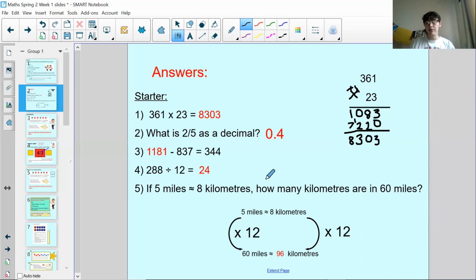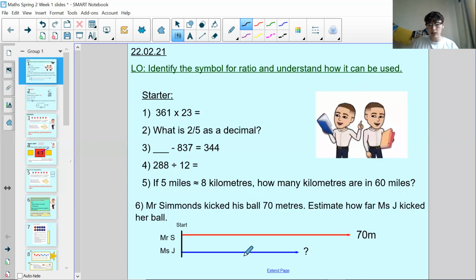Number 5 is actually from last week's lessons. I hope you had a go at this one. If 5 miles is approximately equal to 8 kilometers, how many kilometers are in 60 miles? I've got our method up here. We can see that 5 miles to 60 miles, we're multiplying by 12. 5 times 12 equals 60. On the other side, we have to do the exact same thing. 8 times 12 gives us 96 kilometers.